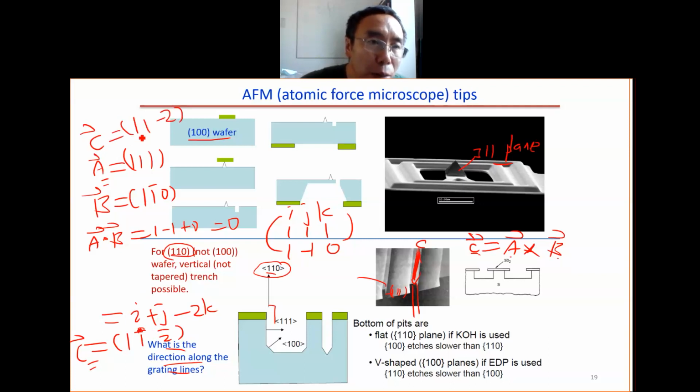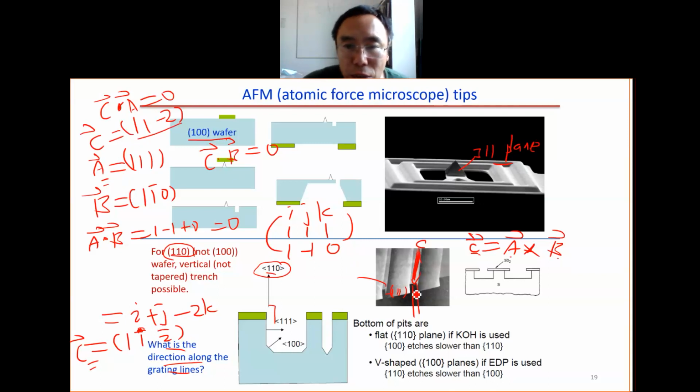So 1 times 1 plus 1 times 1 minus 2 times 2. So you can see C dot A equals 0. So they are perpendicular. C and A are perpendicular to each other. The C dot B: 1 times 1 plus 1 times minus 1 equals 0. So they are also perpendicular to each other. So that's why we know that 1, 1, minus 2 is the direction along the grating.